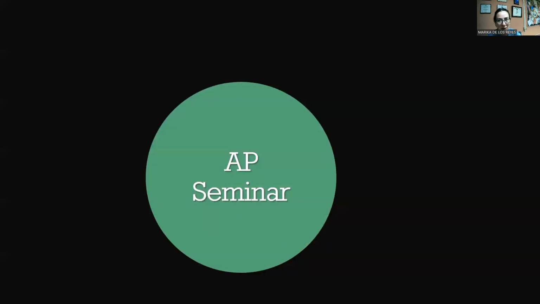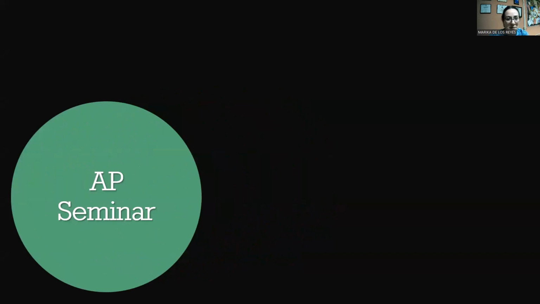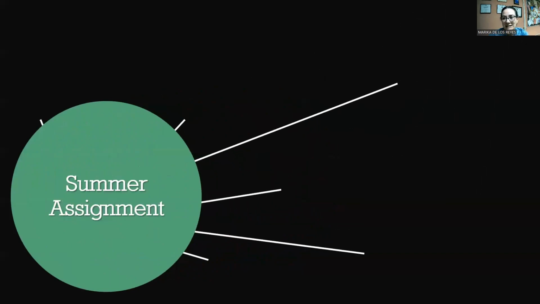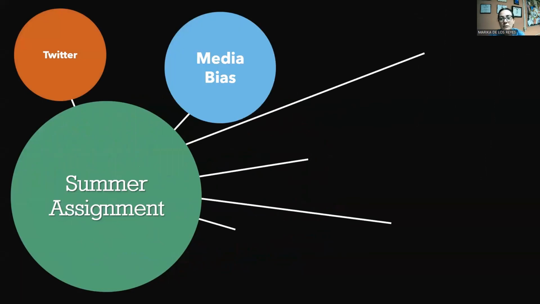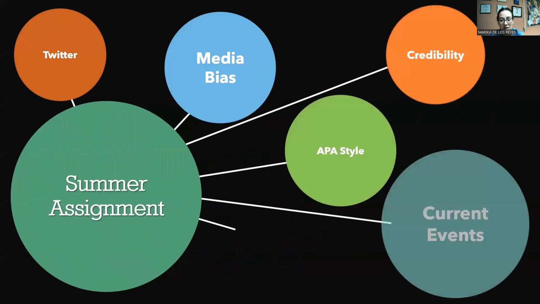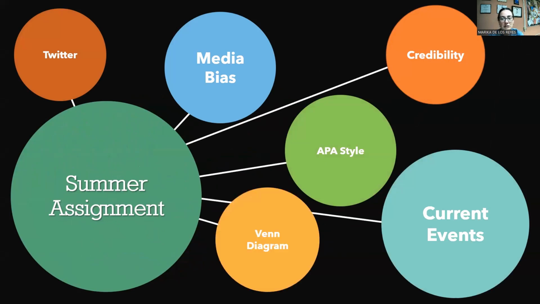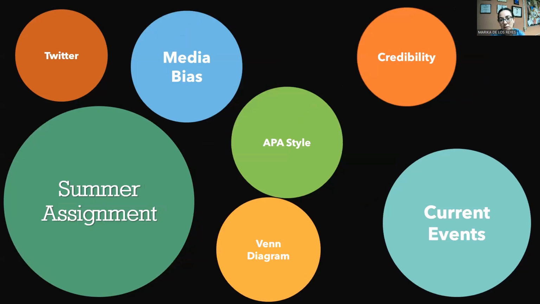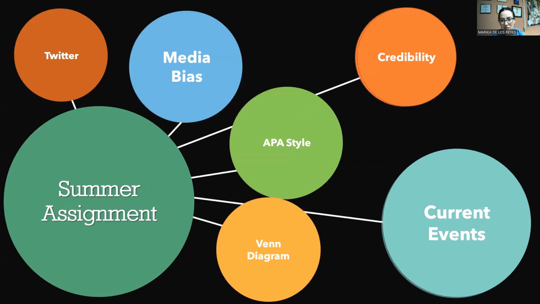Moving back to AP Seminar. This is the part where everybody's really excited. The summer assignments. There are several components to the summer assignment that I'm going to be going over, and they correlate very much with all of the standards that align with what this course is aimed to teach you. So the framework of the class: I'm asking everybody to get a Twitter account. You don't actually need to have one to access my Twitter feeds. We're going to be rating media bias. We're going to be talking about credibility, APA style, current events, and we're going to be creating a Venn diagram. So those are the things that we're going to be going over.